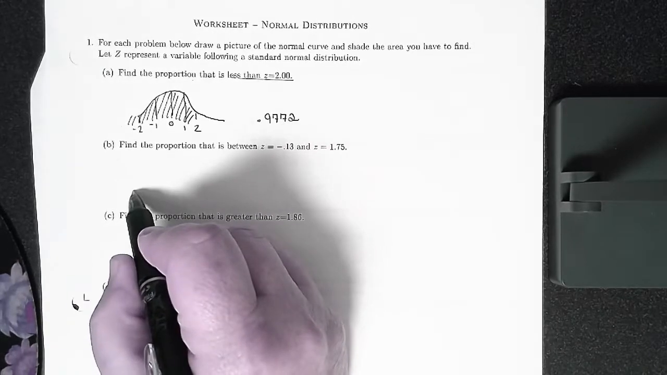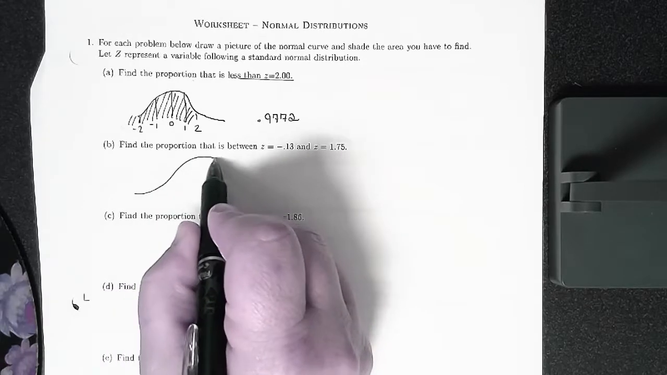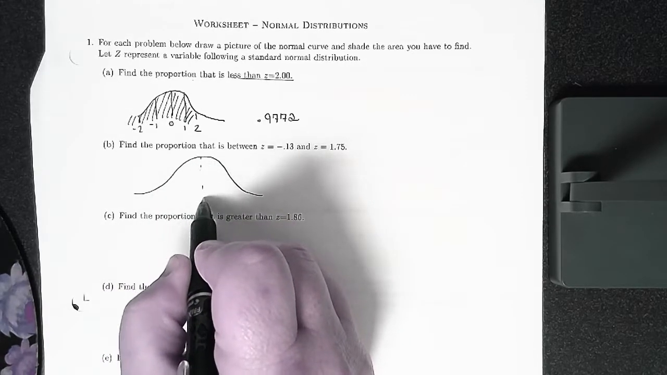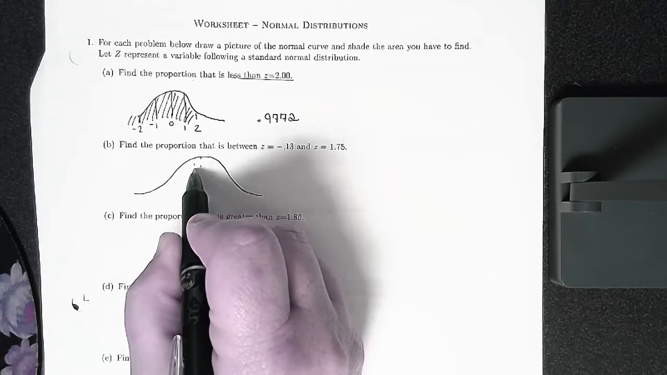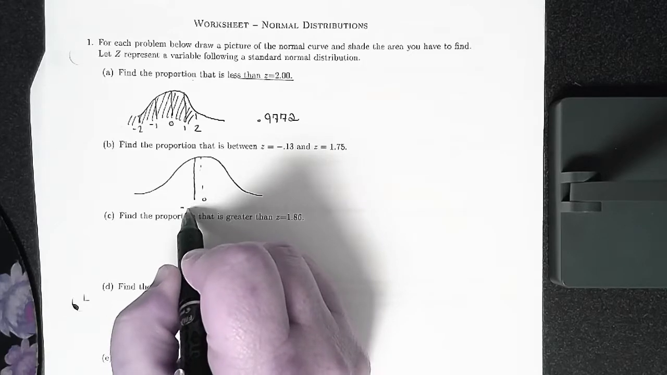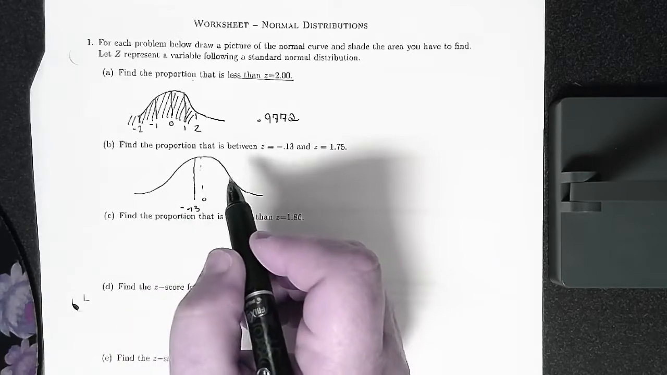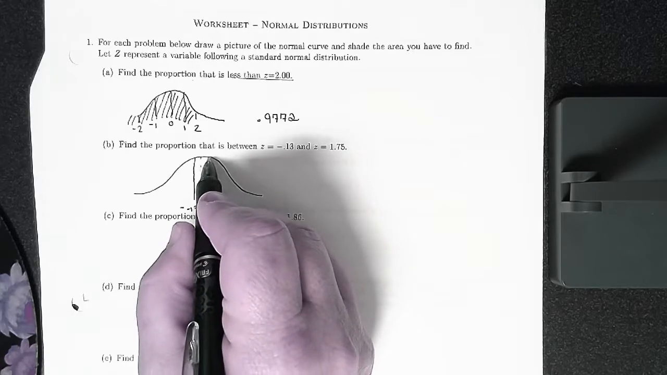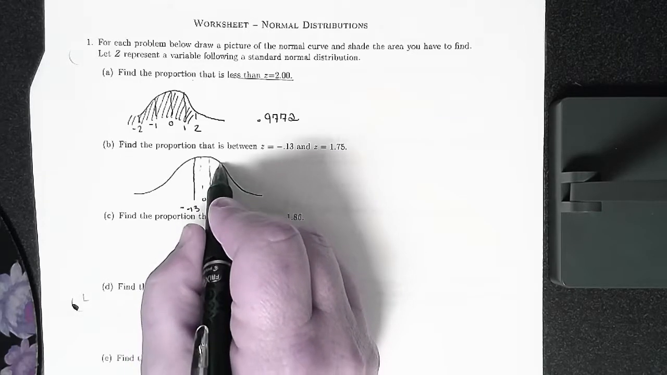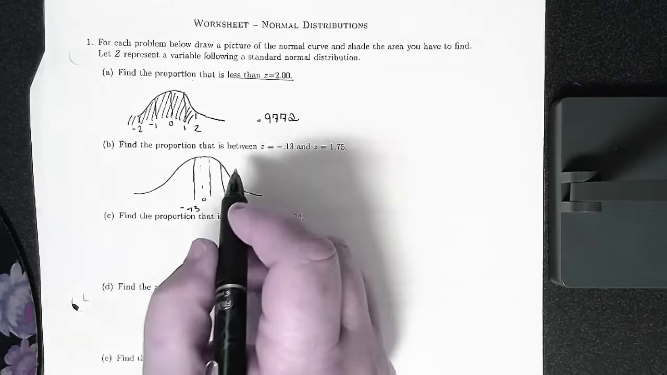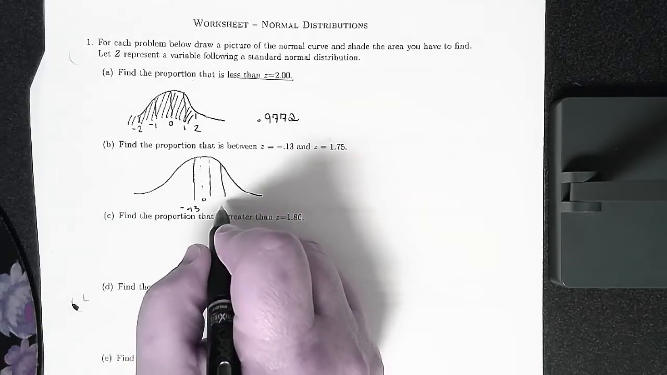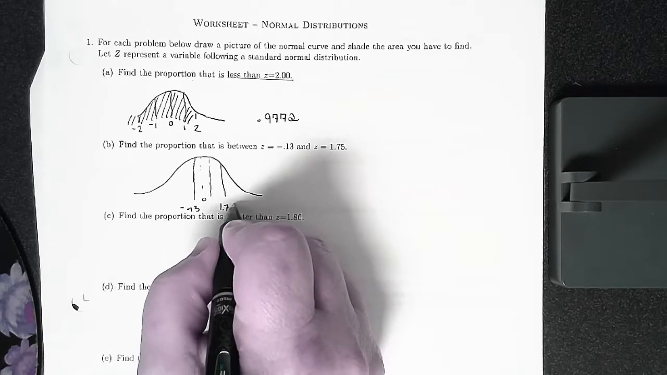Now, find the proportion that's between a z-score of negative 0.13 and 1.75. So let's say here's our normal curve. Here's where the z-score is 0. So negative 0.13 is going to be right around here, and then it's going to go up to, here's 1, and here's 2, to 1.75. Again, I'm not drawing these very well, so you're just going to have to deal with it. So it's between these two areas.